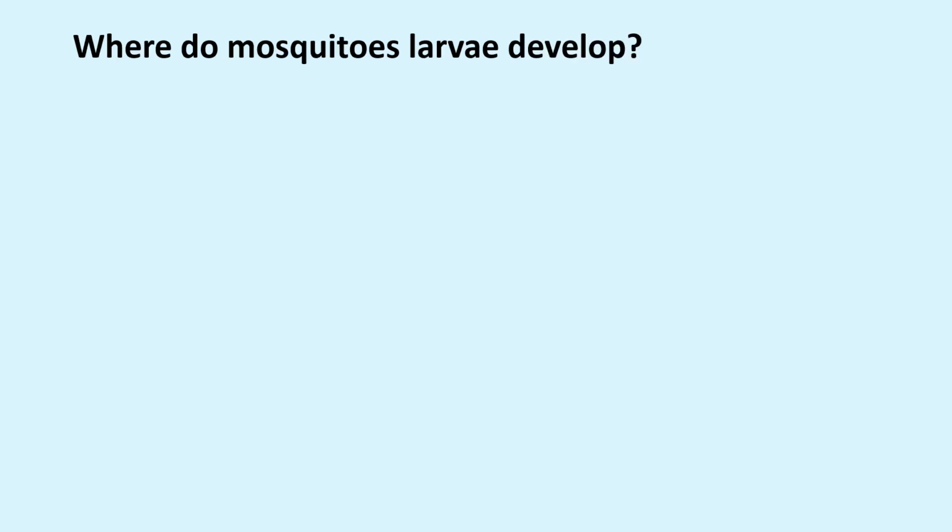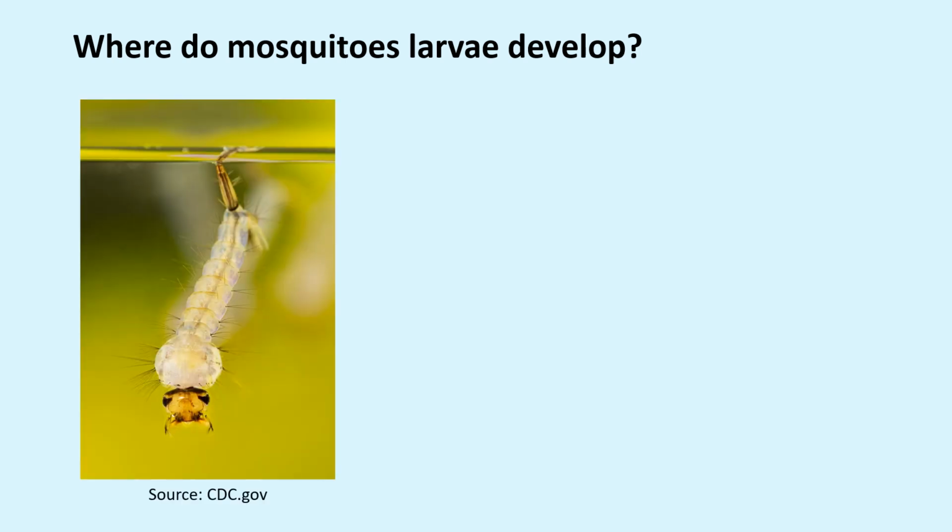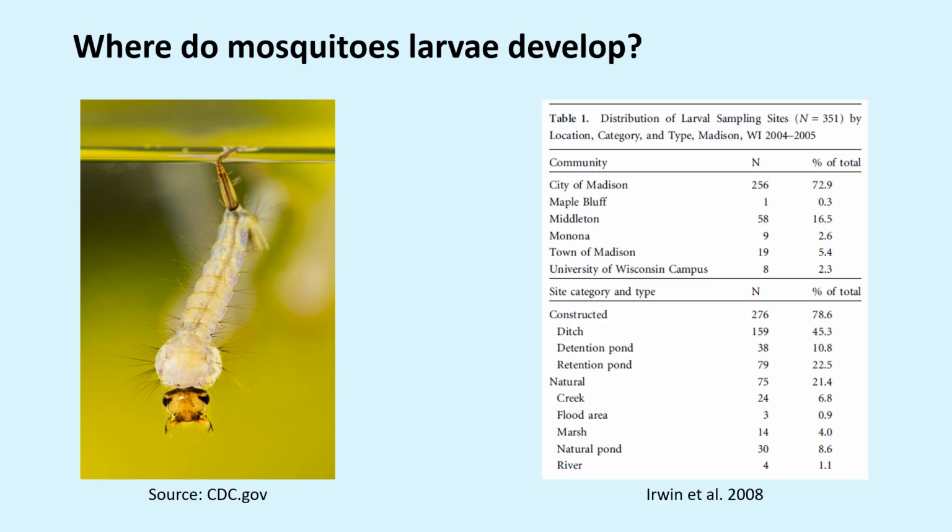So one of the ways that we control mosquitoes is by finding where their larvae can live and develop, and either eliminating those habitats or making them less suitable for larvae to develop in. So that brings me to the question of where do mosquito larvae develop? So mosquitoes, as I think most of us know, are aquatic as larvae, so they require some amount of standing water to develop. And I found an interesting article by Irwin et al.